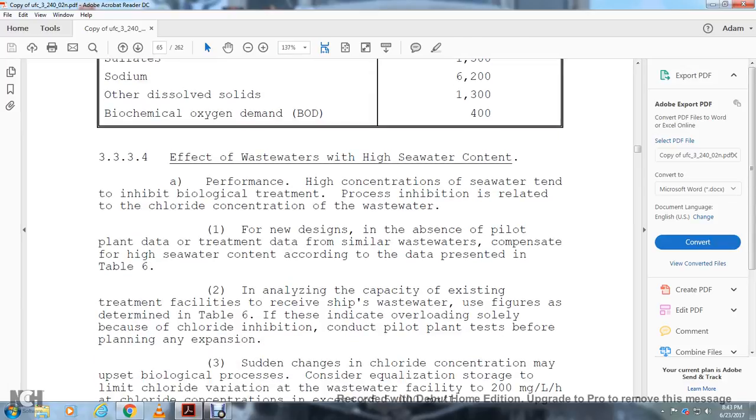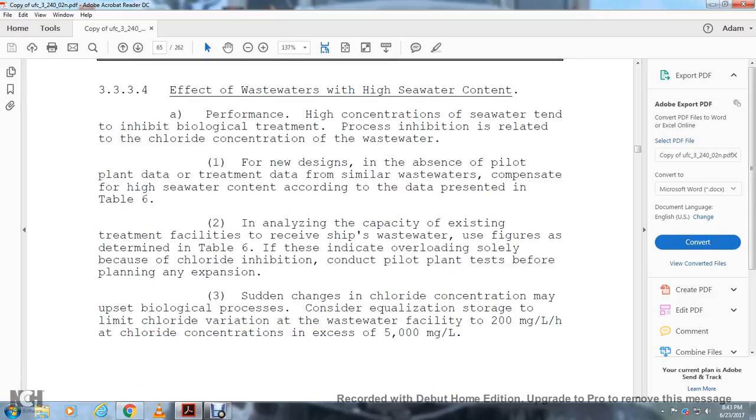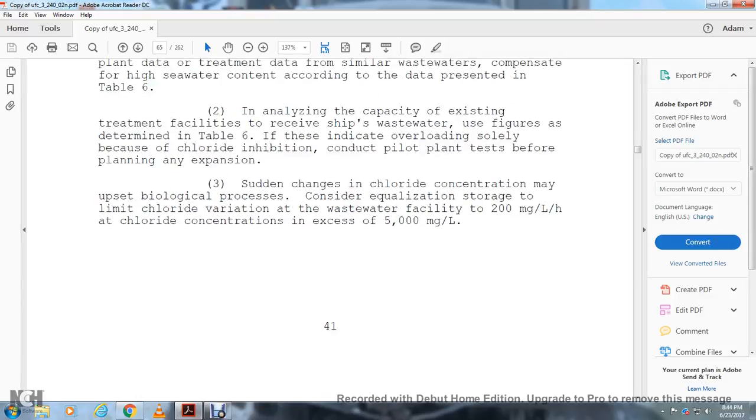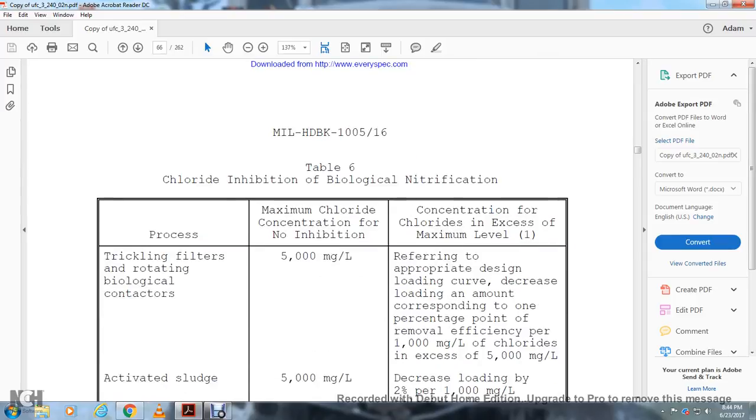When analyzing the capacity of an existing treatment facility to receive ship wastewater, figures adjusted with the design in Table 6 that indicate overloading solely because of chloride inhibition should be verified with a pilot plant test before planning an expansion. Sudden changes in chloride concentration may upset the biological process, so consider equalization storage. Limit chloride variation in the wastewater facility to 200 milligrams per liter per hour. The chloride concentration should not exceed 500 milligrams per liter to 5,000 milligrams per liter.